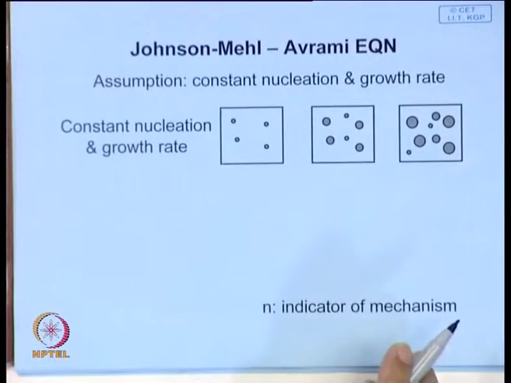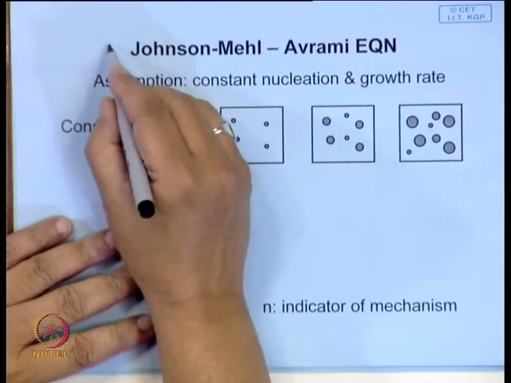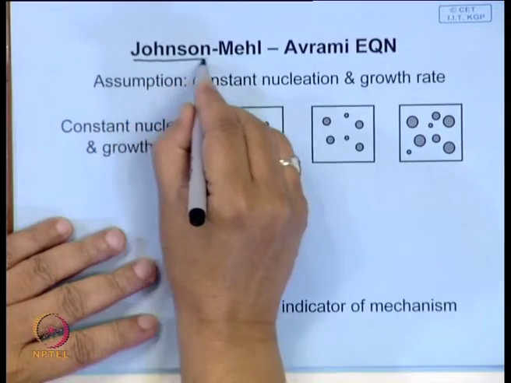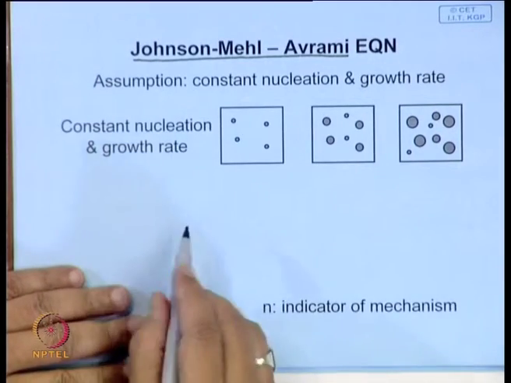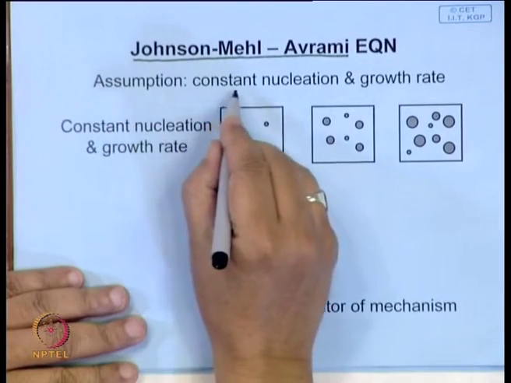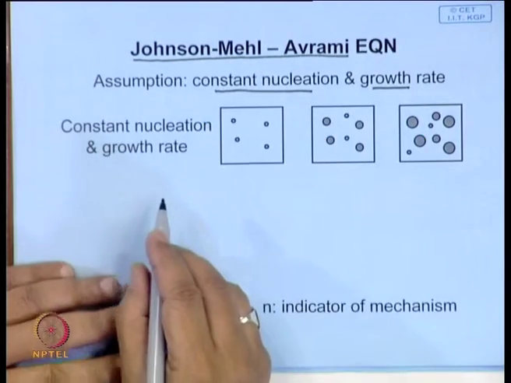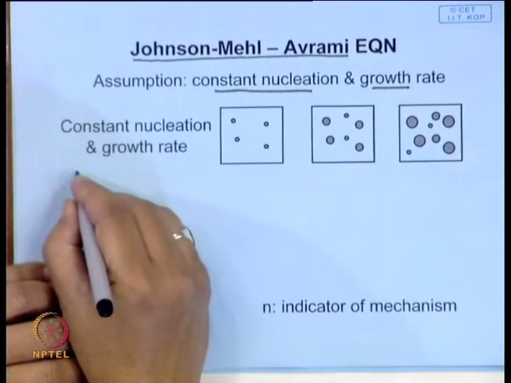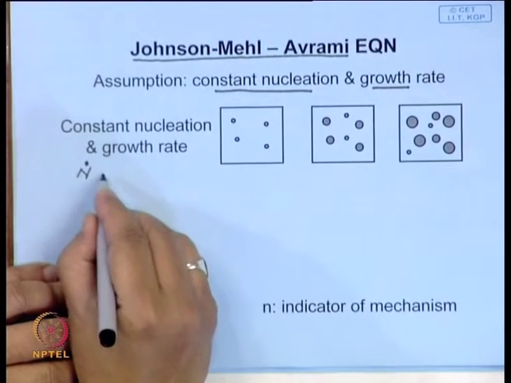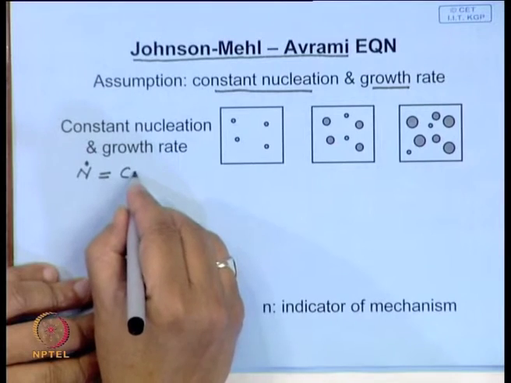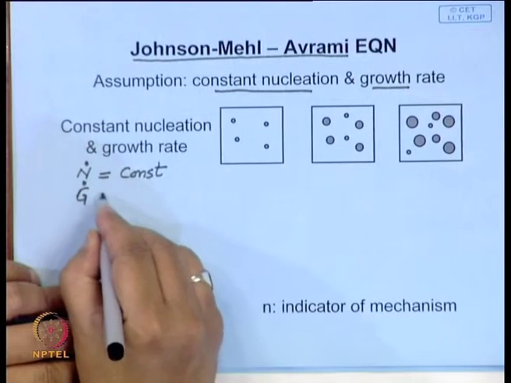Now, for the pearlitic transformation, it has been extensively studied, and it follows the Johnson-Mehl-Avrami equation. Here the assumption is that both nucleation and growth rate are constant. That means, in the previous model we assumed a fixed number of nuclei, and here we say that the nucleation rate, n dot, is constant, and the growth rate is constant.